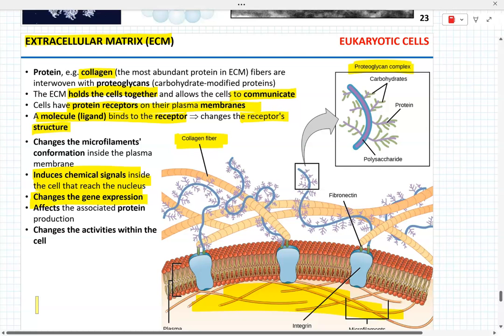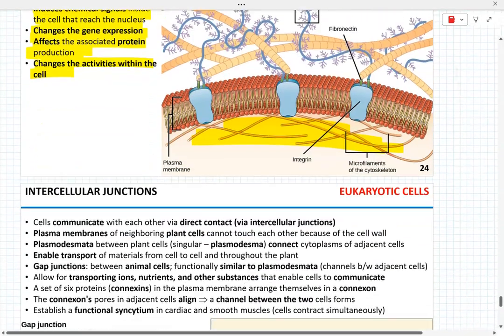If you remember our analogy of the cookbook, when you change the gene expression, you essentially change the dishes that you cook. So that affects the production of proteins. Proteins carry out the greatest number of cellular functions. So when gene expression is altered and protein synthesis is changed, that changes the activities within the cell.